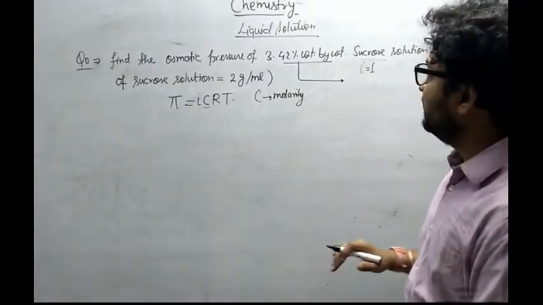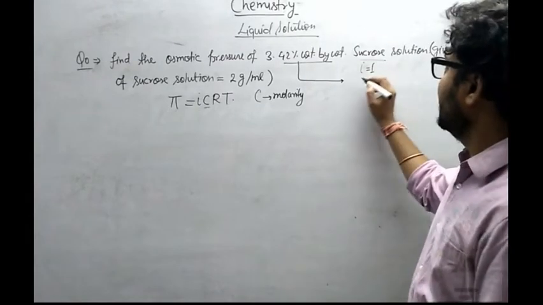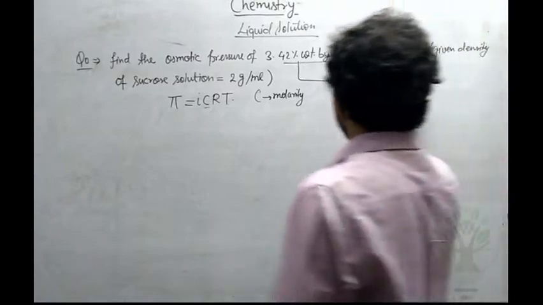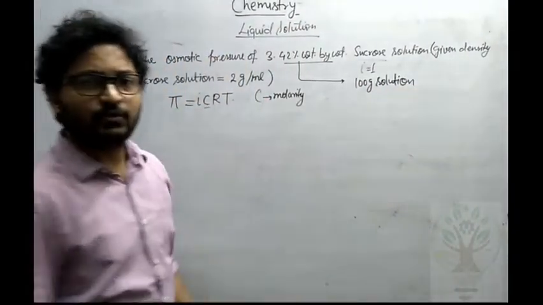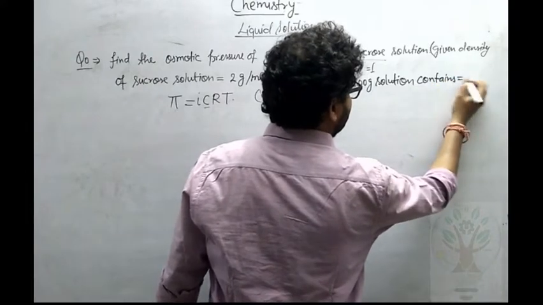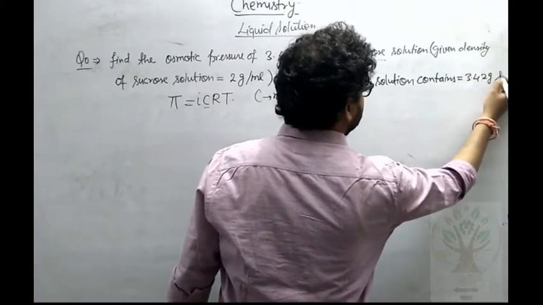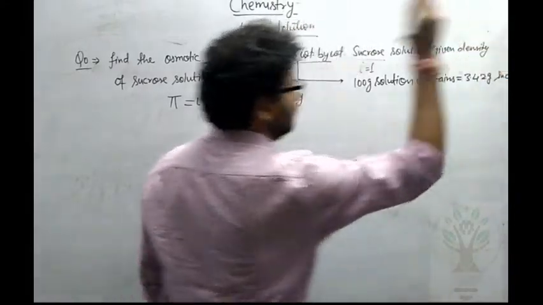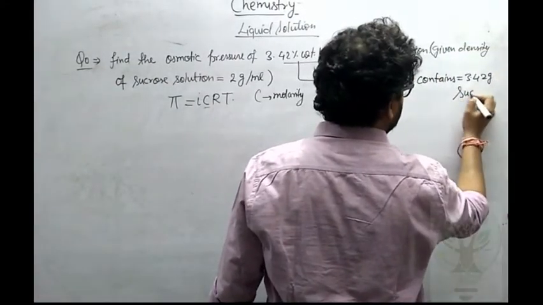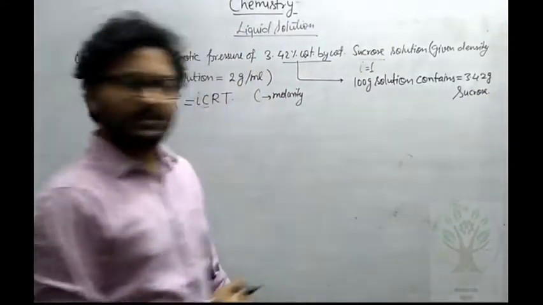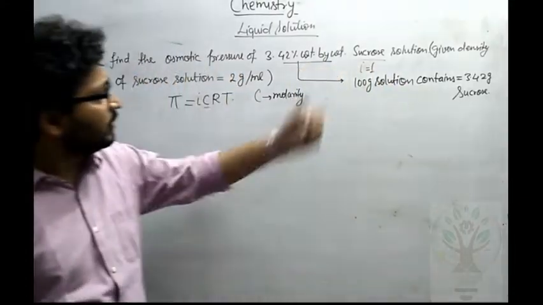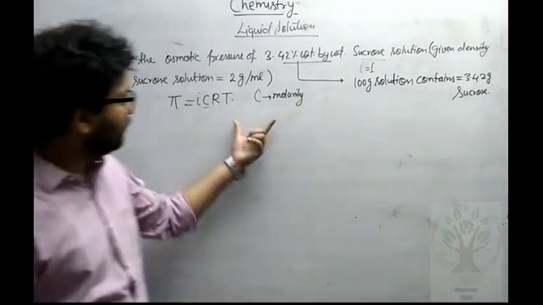The meaning of 3.42% weight by weight is, if I take 100 gram of solution, it contains 3.42 gram sucrose. It contains 3.42 gram sucrose. Meaning is clear. Good. Now I have to find molarity.